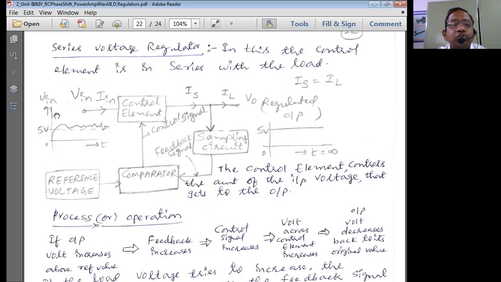Usually we apply the input signal from the AC mains. The AC main signal is not always constant. The AC voltage coming from the AC mains can vary from 110 volts to 250 volts. It won't be really constant, in fact. So the output voltage cannot change as the input voltage changes.